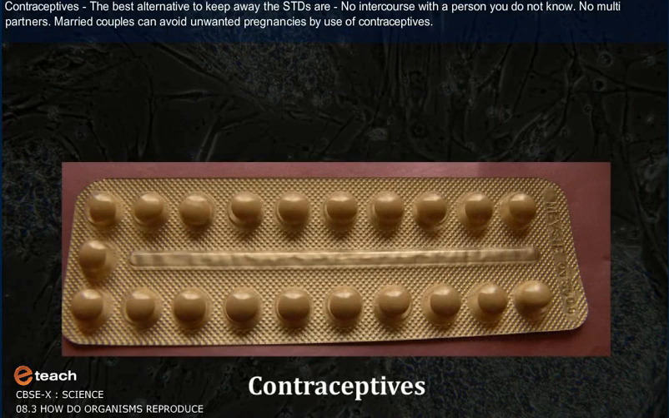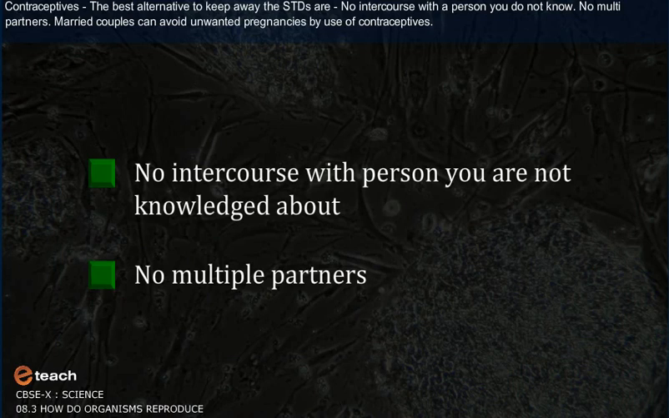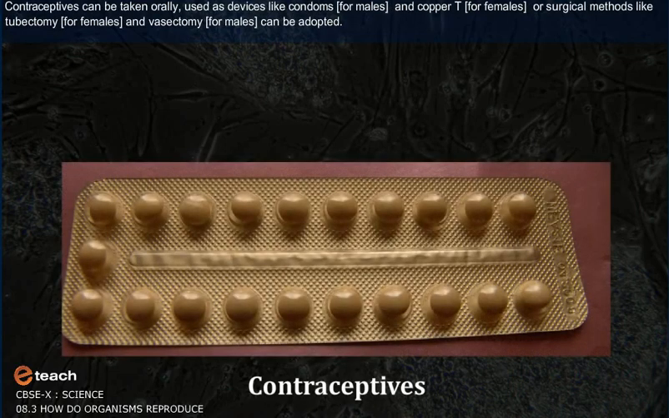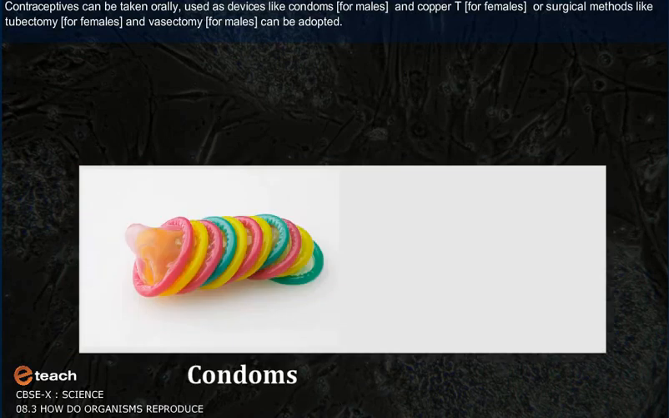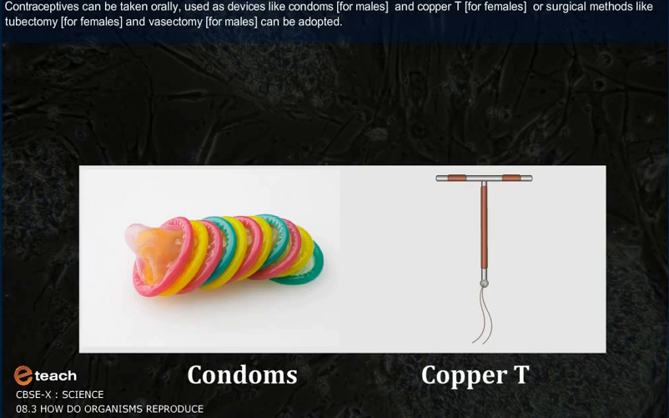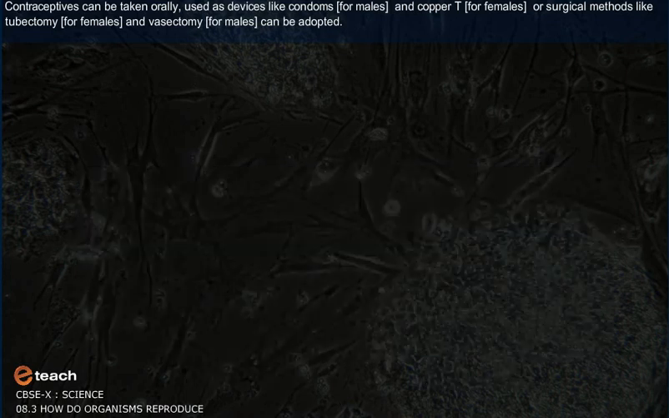Contraceptives. The best way to keep away STDs is no intercourse with a person you are not knowledgeable about, and no multiple partners. Married couples can avoid unwanted pregnancies by the use of contraceptives. Contraceptives can be taken orally, used as a device like condoms for males and copper T for females, or surgical methods like tubectomy for females and vasectomy for males can be adopted.